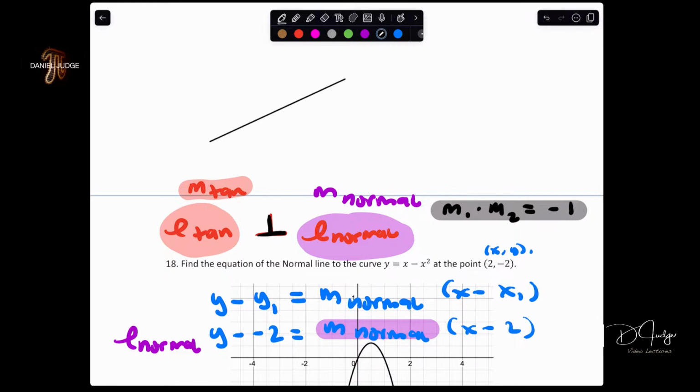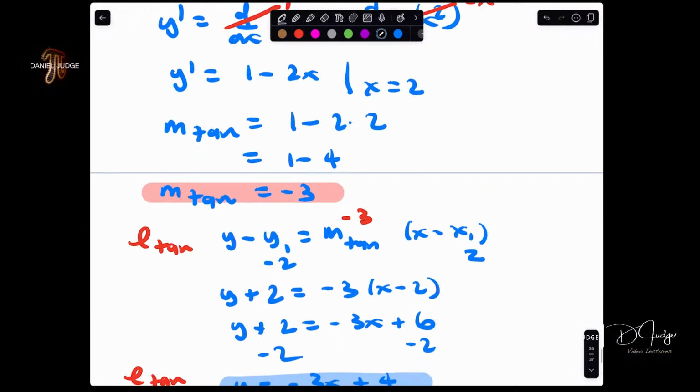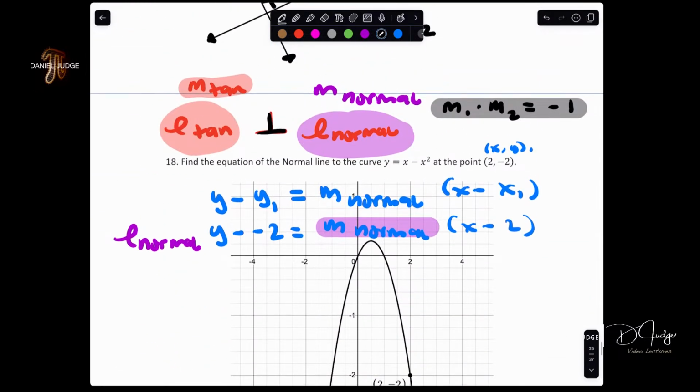So let me remind you guys, what does it mean to have perpendicular lines? If this is L1 and this is L2, these lines have this 90-degree angle. L1 is perpendicular to L2. This is what they're talking about. And I already have one of the slopes being negative 3. So let's let this be negative 3.